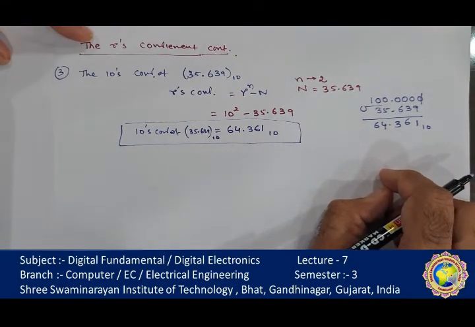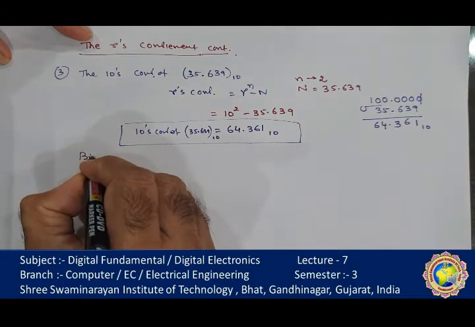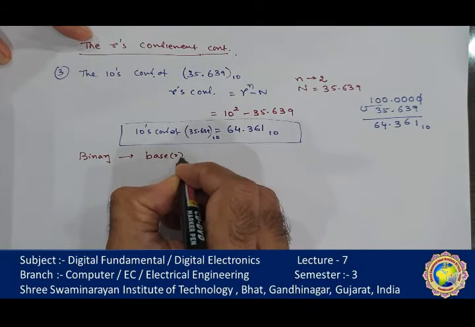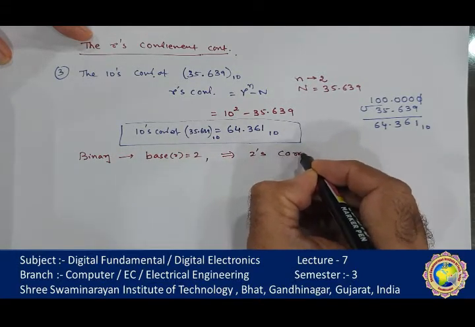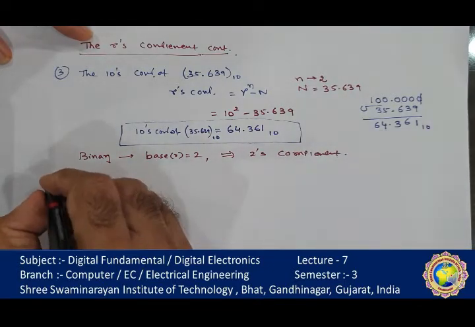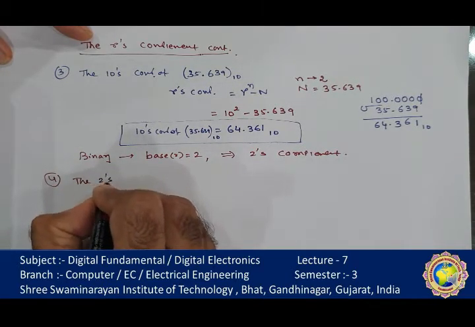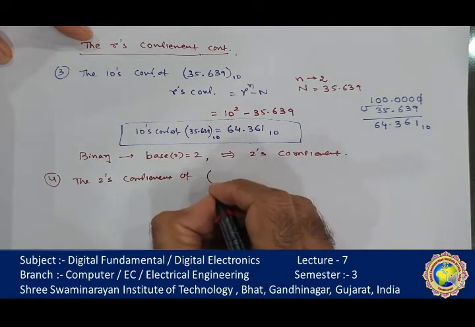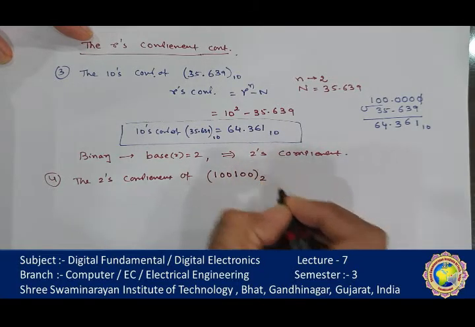How can we define the r's complement in binary? So the binary base is 2, so it is known as a 2's complement. Okay, let's take one example. Determine the 2's complement of the number 100100 in binary.